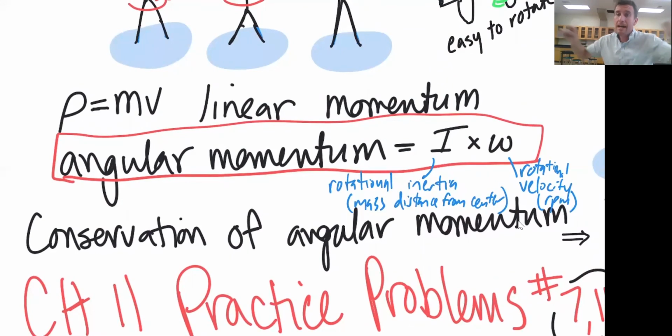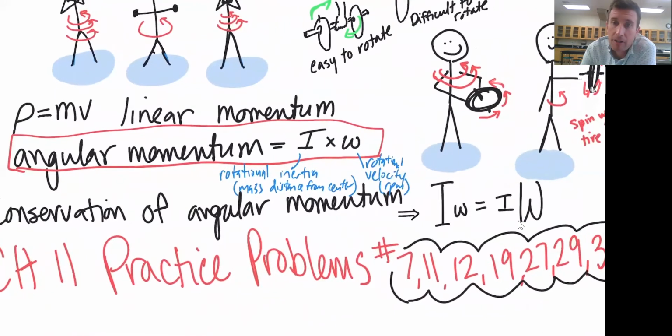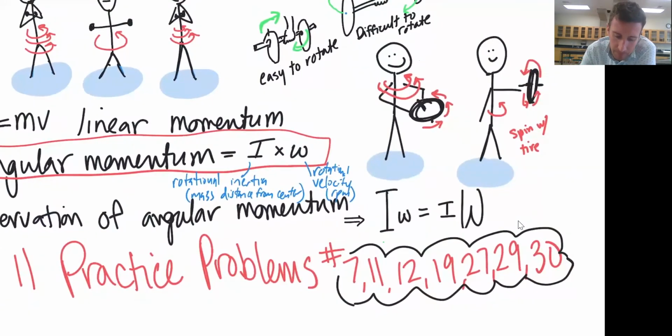So when I put the weights out, I was increasing my rotational inertia, brought them in, decreased my rotational inertia. That's I. Then funny looking W is rotational velocity, which would be like revolutions per minute or radians per second. So if I multiply my rotational inertia by my rotational velocity, I can find my angular momentum. And just like regular momentum, we have conservation of angular momentum.